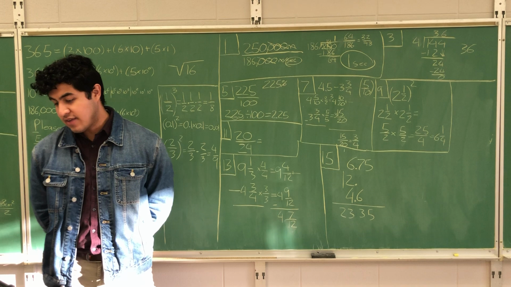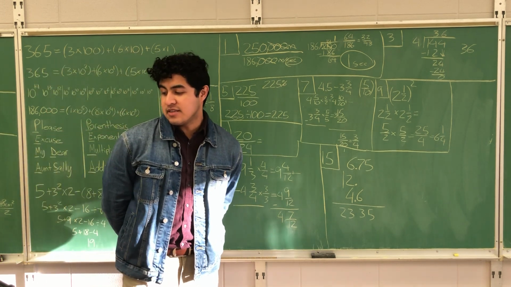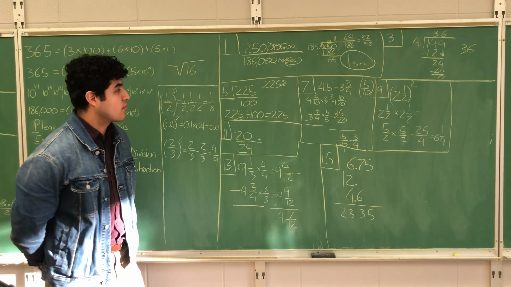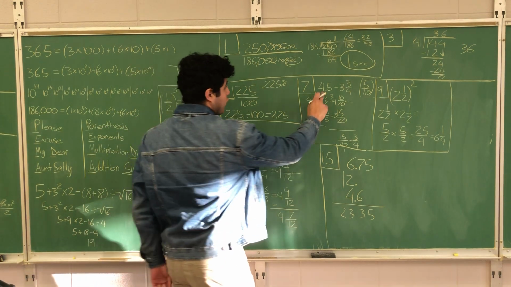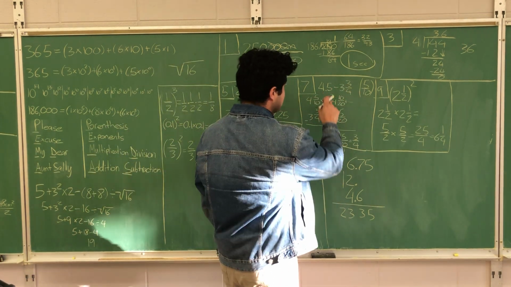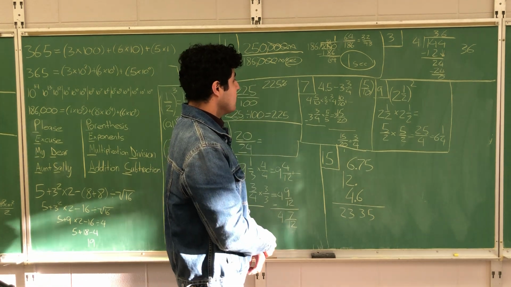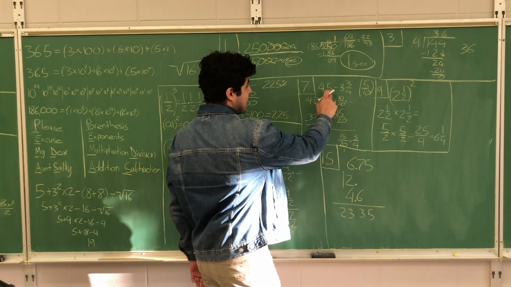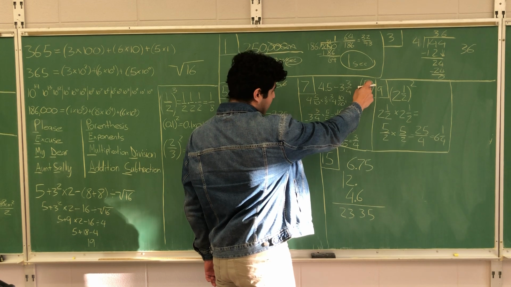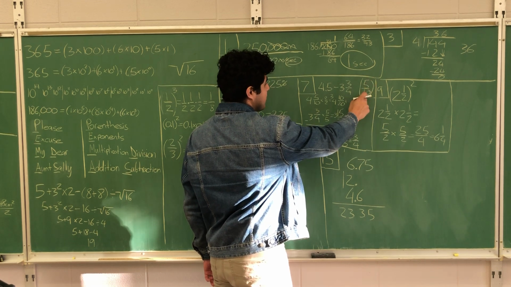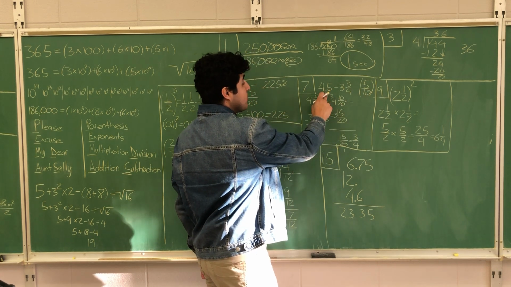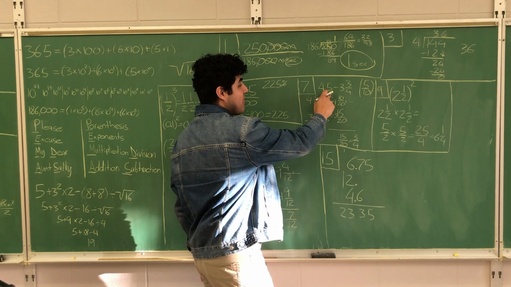Next, number 7. 4.5 minus 3 3/4. So here I've got my problem. I need to change my decimal into a fraction because that's what the book tells us to do. Okay, so I'm going to write my fraction with the numerator of 5 and the denominator of 10. Why? Because the 5 is in the tenths place.